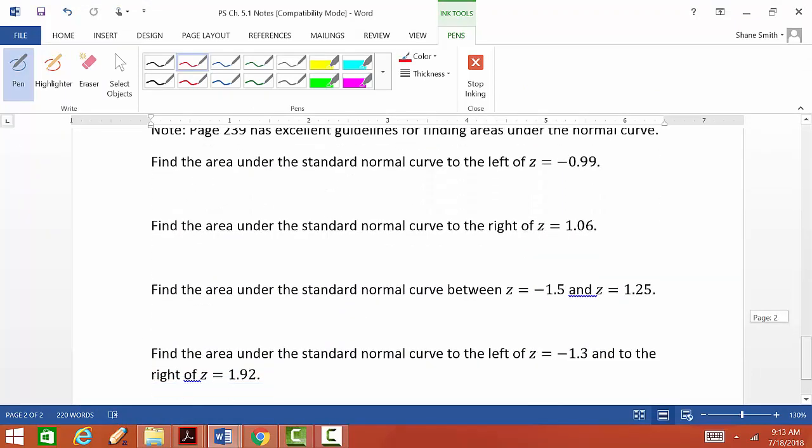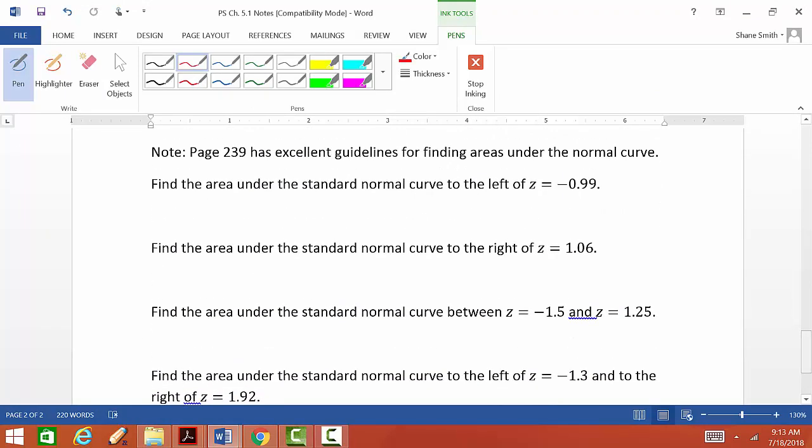Okay, so let's look up and try to find these probabilities / areas. So we want to find the area to the left of the normal curve where the z-score is negative 0.99. So these are actually probabilities, so it's good to get in the habit of writing a probability statement. So we want to find the probability to the left, is less than negative 0.99.